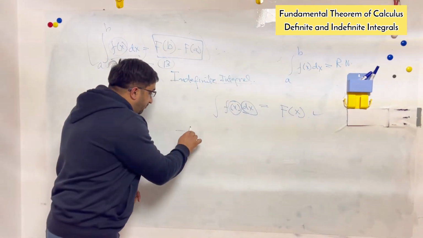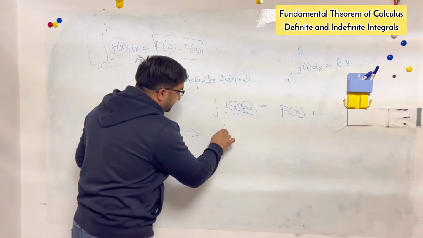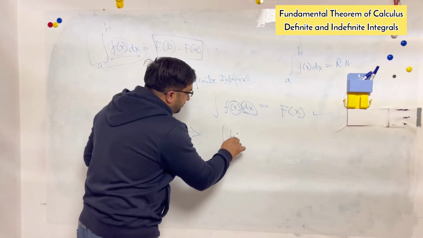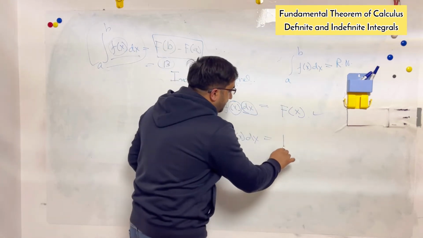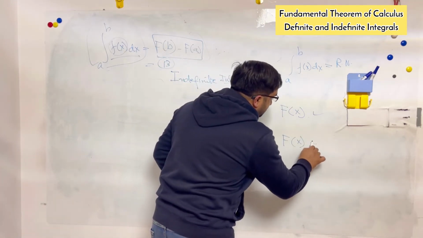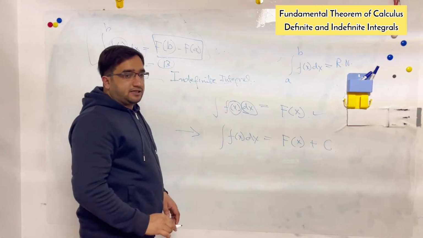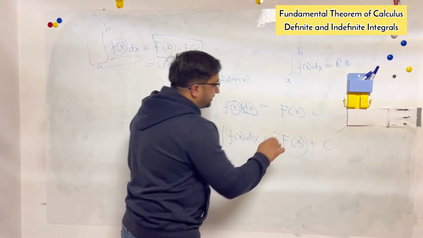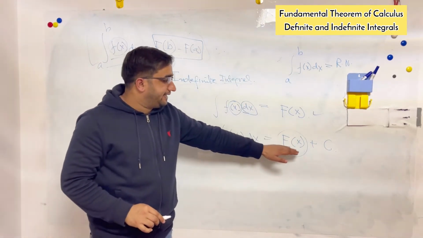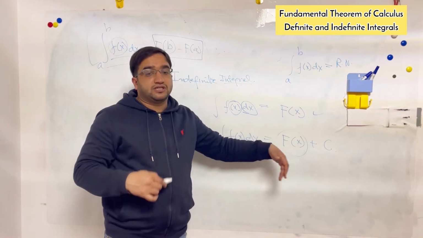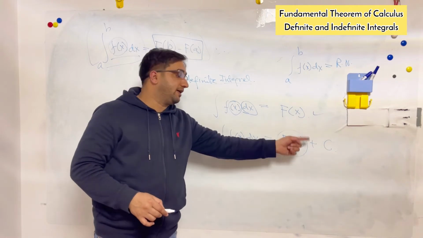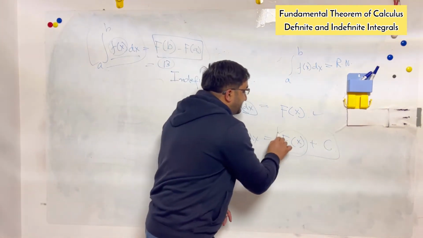But one thing more we are going to add to the indefinite integral: whenever you have an indefinite integral, you will not only write f of x, but you will write f of x plus c, because there was some antiderivative function, but there could be a constant c which became 0 during the derivative. Now I am going to tell you where this c is coming from.